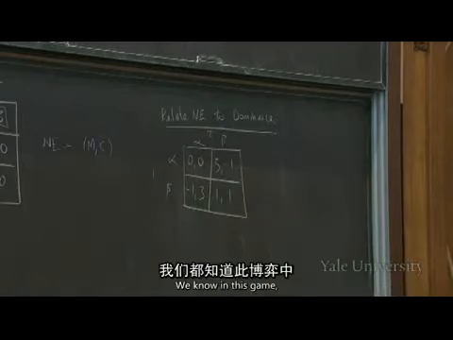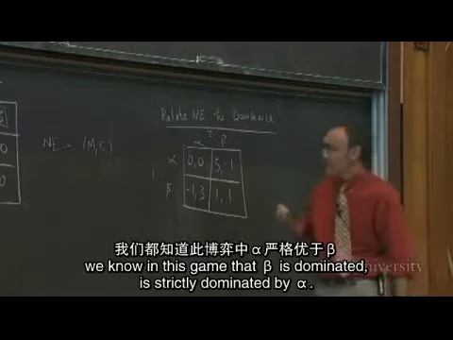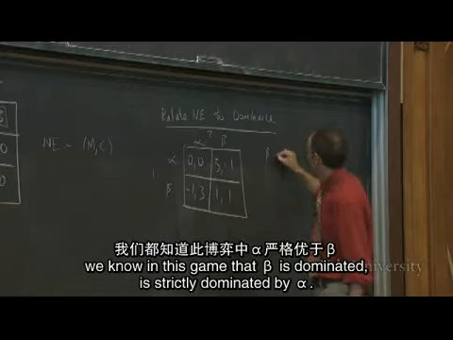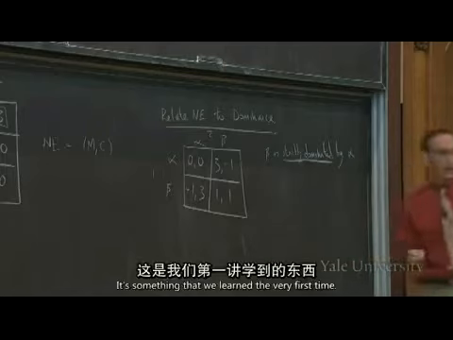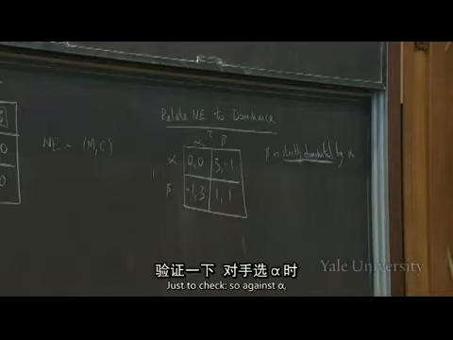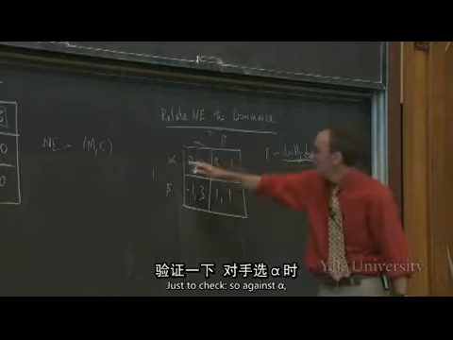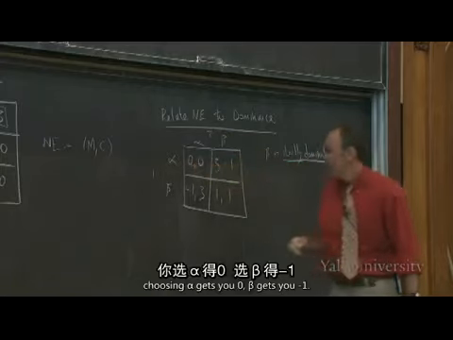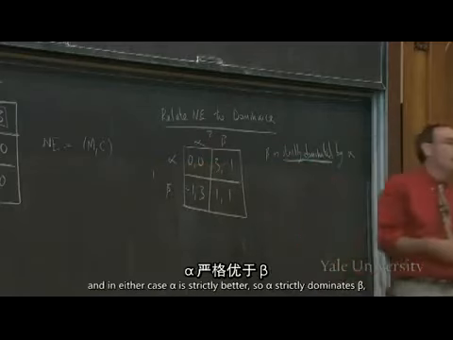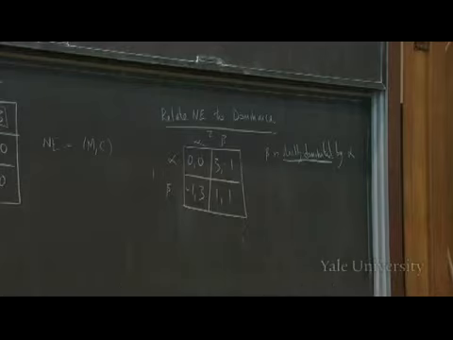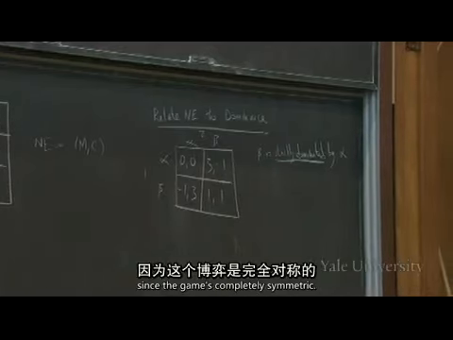All right? And we know in this game, I'm not going to bother to cold call people for it, we know in this game that beta is strictly dominated by alpha. All right, so we learned that the very first time. Just to check, against alpha, choosing alpha gets you 0, beta gets you -1. Against beta, choosing alpha gets you 3, beta gets you 1. In either case, alpha is strictly better, so alpha strictly dominates beta. And of course, it's the same for the column player, since the game's completely symmetric.